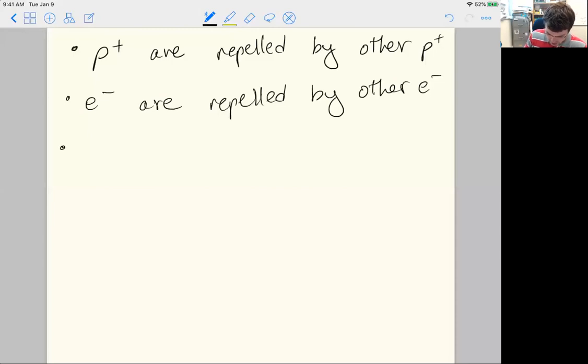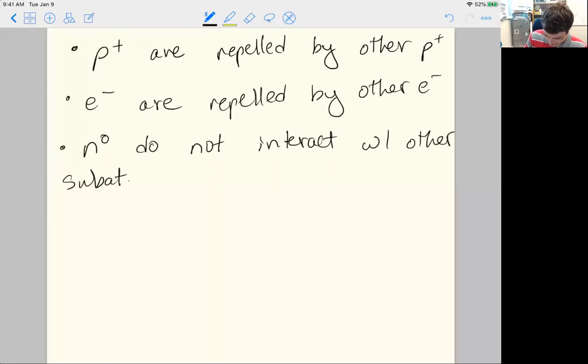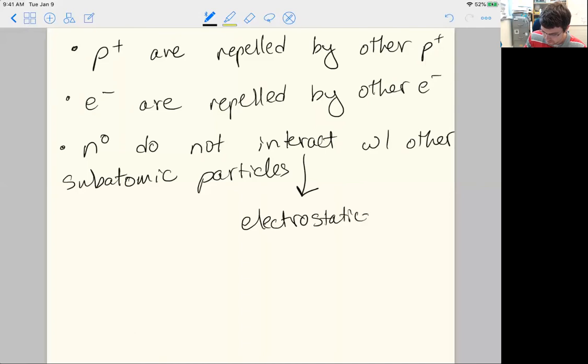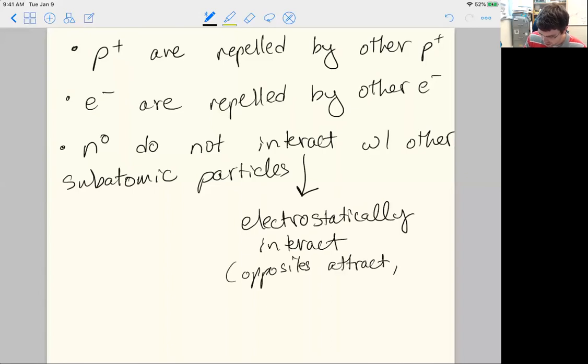What about neutrons? Neutrons do not interact with other subatomic particles electrostatically. That is to say that opposites attract and vice versa, likes repel. So when it comes to charges, we don't worry about how neutrons are going to interact.